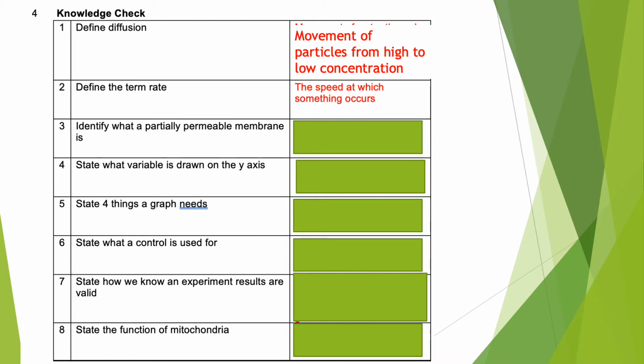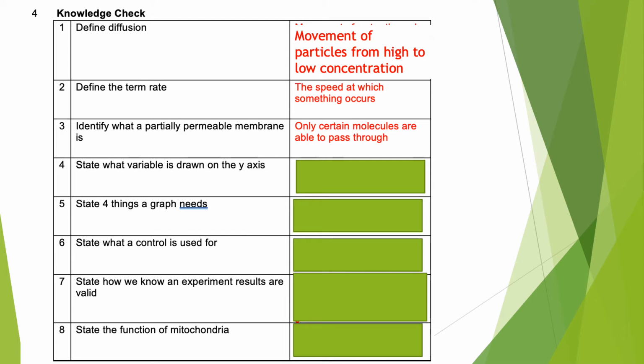Number 3, identify what a partially permeable membrane is. So remember that the membrane is an organelle, basically the outer layer, and the membrane allows certain molecules to pass through. That's what partially permeable means, because only certain molecules are able to pass through. And primarily these are the ones that are small enough to fit through the membrane. Okay, if it's too big, generally it can't get through the permeable membrane.